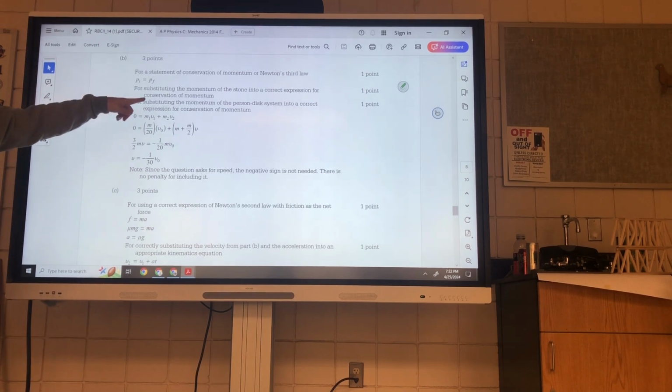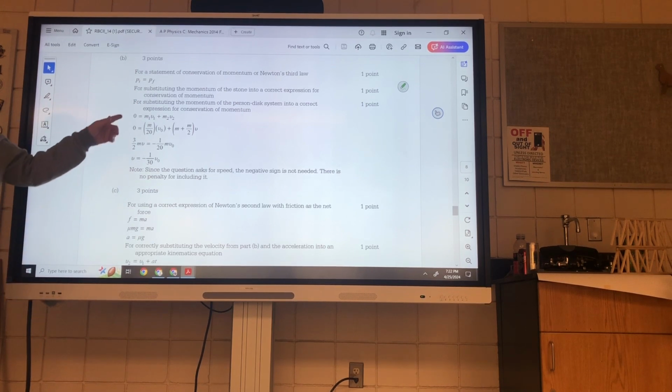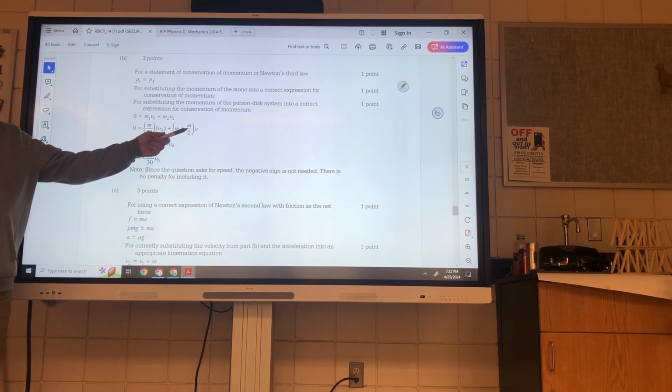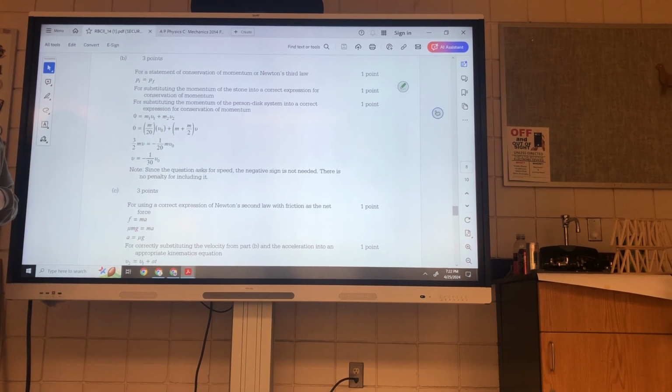And then, one point for substituting the momentum of the stone into the correct expression and for substituting the momentum of the person-disk system. What's your initial momentum? 0. So then you have m1v1 plus m2v2. The stone is m over 20 with speed v0. And then what is the mass of the disk and person system? It's m plus m over 2, times v. And then you just solve. Cool? It's so easy when they do it.